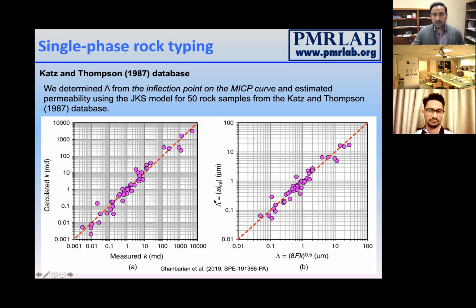We also explored if we are accurately estimating lambda. So estimated lambda versus calculated lambda, over almost 3 orders of magnitude, we did a pretty good job on estimating lambda.